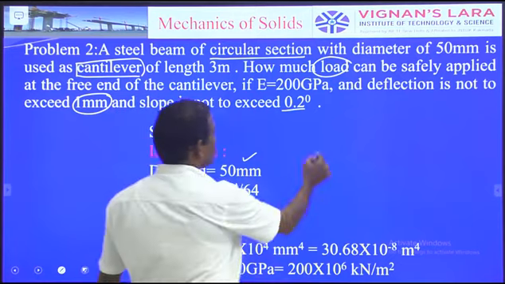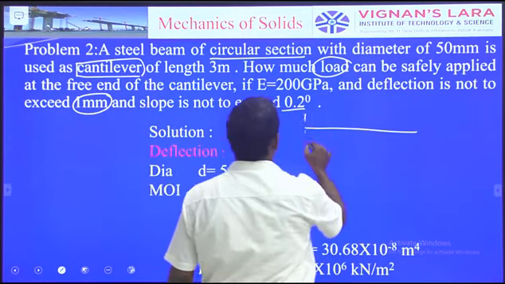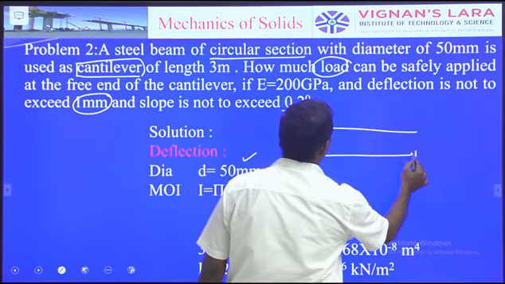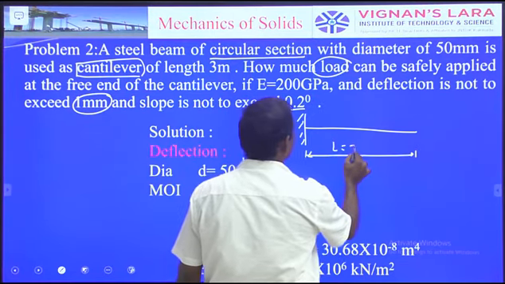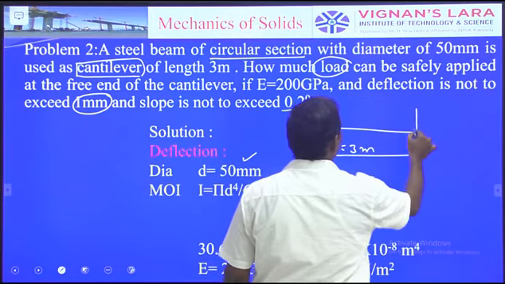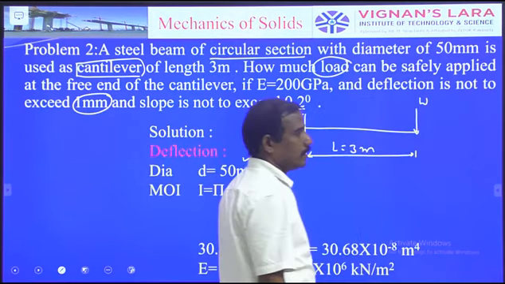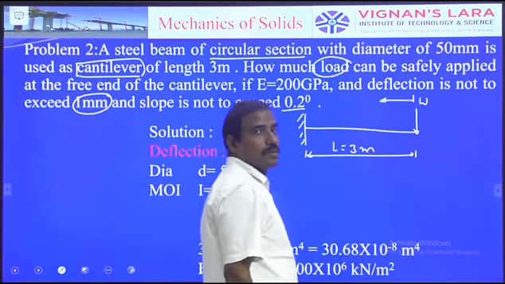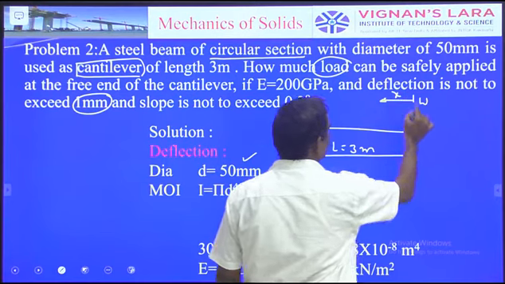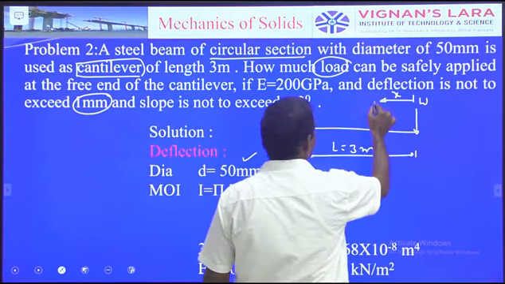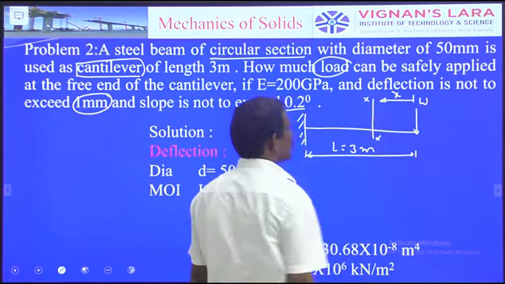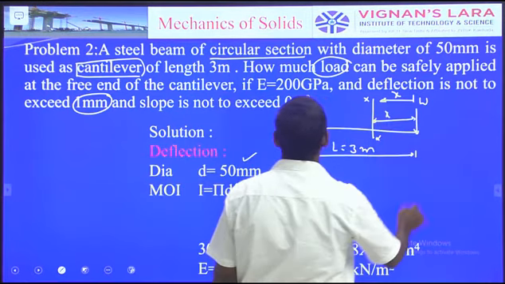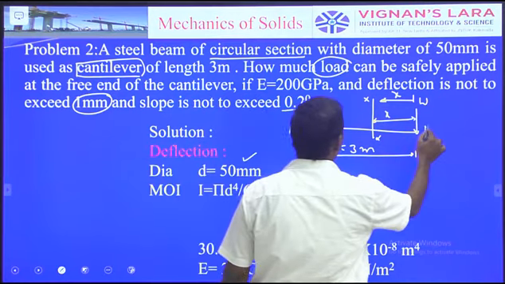So let us see, this is a cantilever beam of length L equal to 3 meters, subject to a load W which is to be calculated. As per the notation used so far, this is the direction of x. Let us consider x at a distance X from the load W. This is the weight. This is the end A, this is the end B.